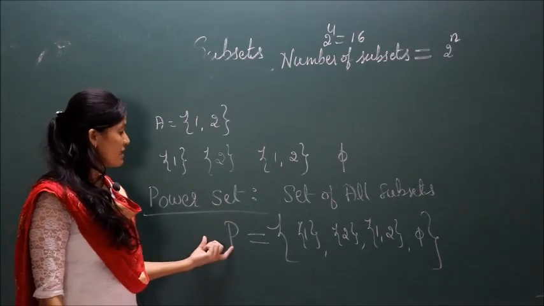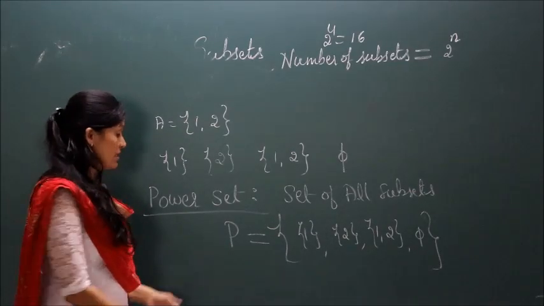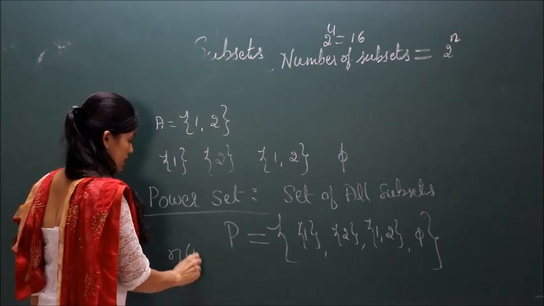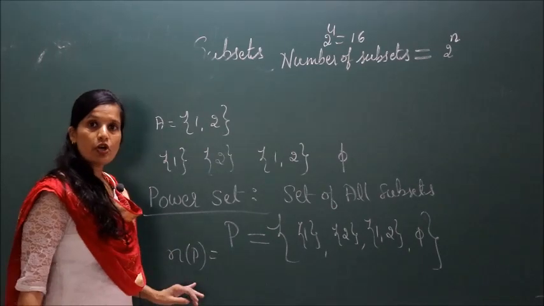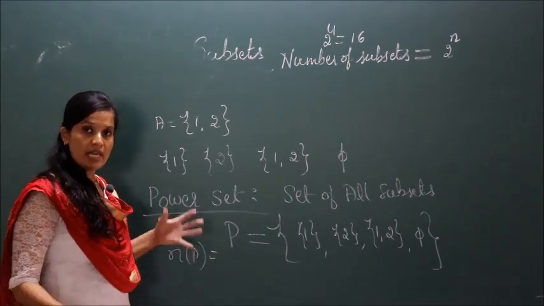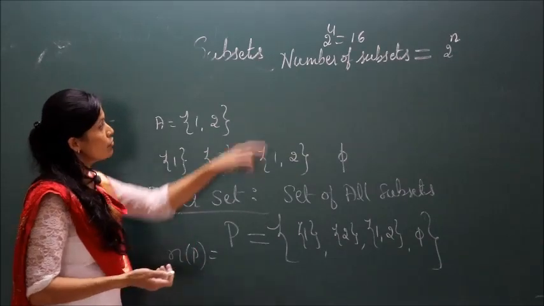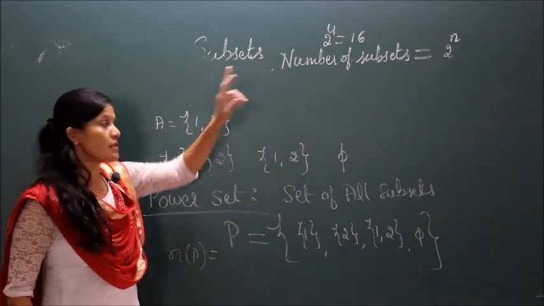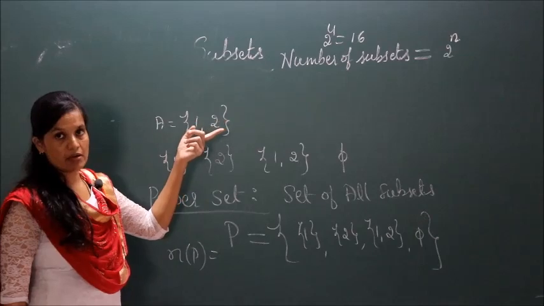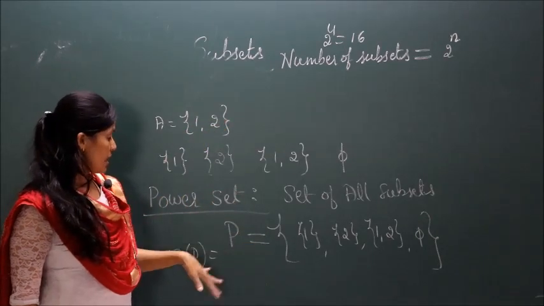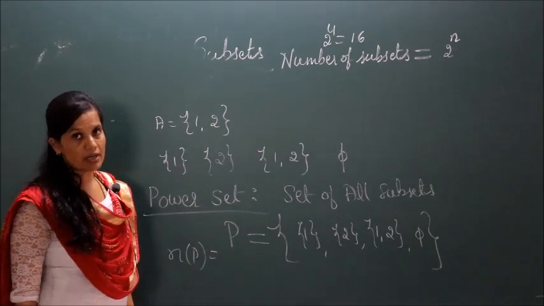So power set is nothing but the number of elements in power set, n of P if it is asked. Number of elements in the power set. How many elements are there? It is same as how to calculate the number of subsets. Number of subsets is 2 to the power n. That is the number of elements in the power set.